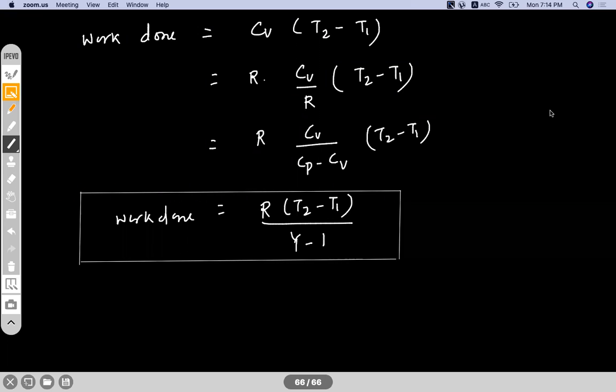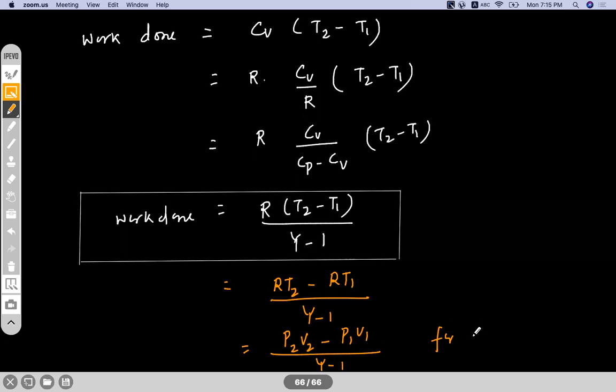Another form of this we can write. If you multiply with R and temperature here, you'll get RT2 minus RT1 by gamma minus 1. RT2 we can write as P2V2 minus P1V1 divided by gamma minus 1 for 1 mole. Any one of these two formulas you can use in order to find out the answer. Clear? Done?